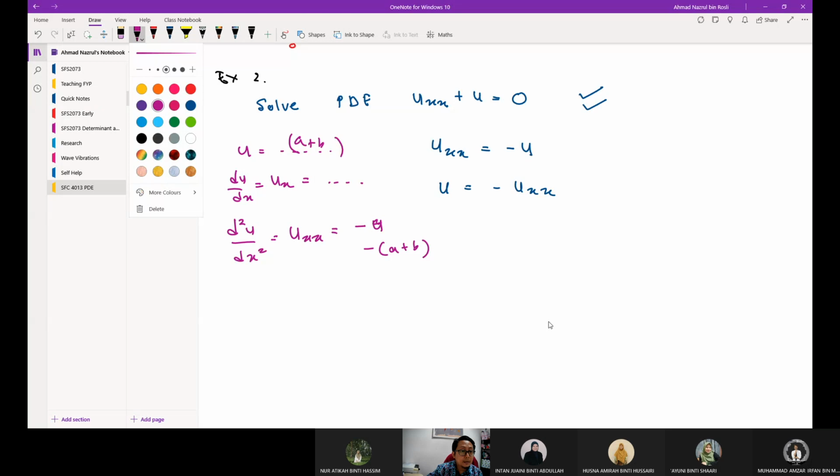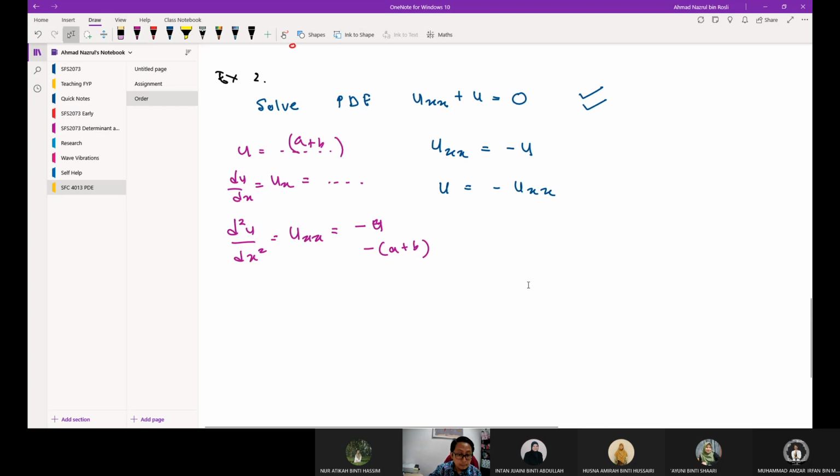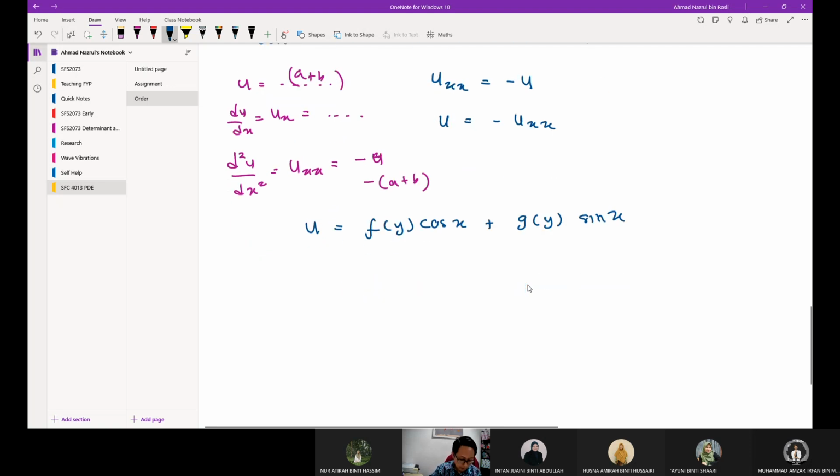The interesting part here. Baik, kita ambil pakai je. Okay. So the function actually is u equal to f(y) cos x plus g(y) sin x. Sin and cosine.